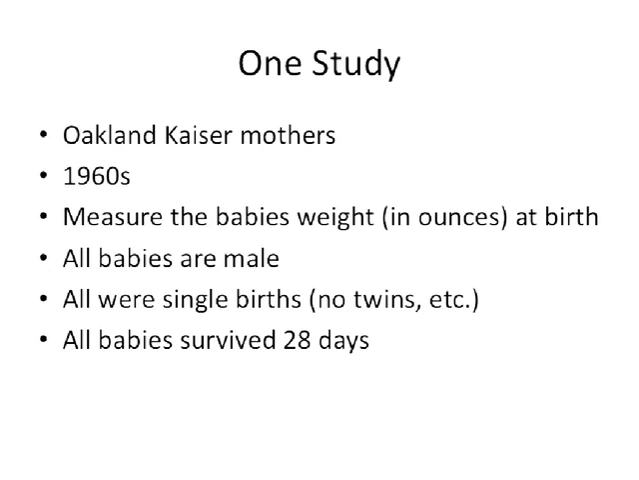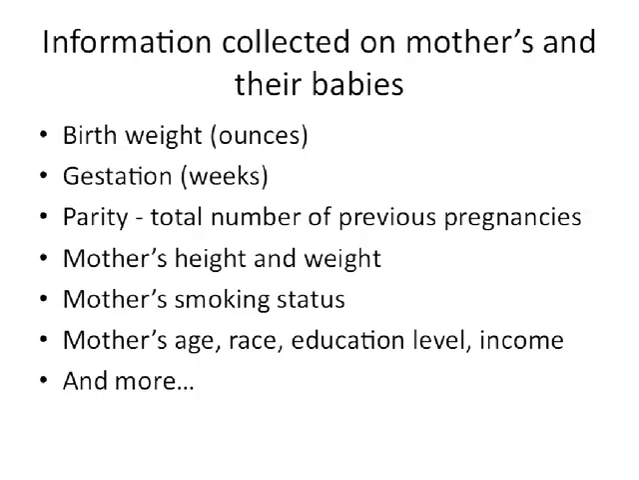There was a lot of information that was collected on the mother and her child, and also her partner, the father of the child. Birth weight is the one we're going to look at today. Gestation is another one, and this is going to be the set of data that you'll be working with for your first assignment. The gestation is the number of weeks that the woman was pregnant. Parity is the total number of previous pregnancies. The mother's height and weight. The mother's smoking status, whether she smoked while she was pregnant or not. The mother's age, race, education level, income, and many more variables.